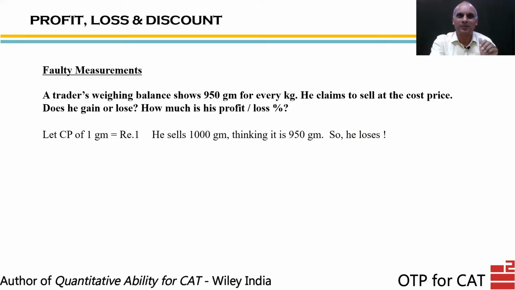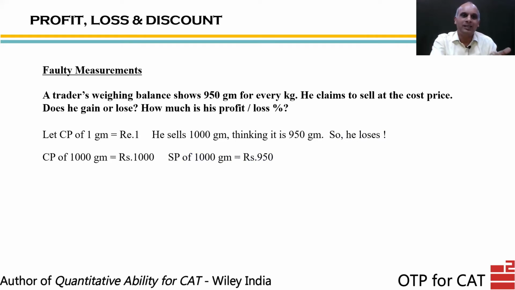He will lose. So his cost price is 1000 rupees because he is actually selling 1000 grams, though he doesn't know that. And the selling price will be 950 rupees because everybody, including the seller, is assuming that the true weight is 950 grams. That's an assumption. Actually, it is 1000 grams. So cost is 1000 rupees. But since they're assuming the actual weight is 950 grams, he will sell it for 950 rupees because he claims to sell at the cost price. So we realize that SP is 950 and CP is 1000. So it's a loss of 50 rupees and loss percent therefore is 5%.